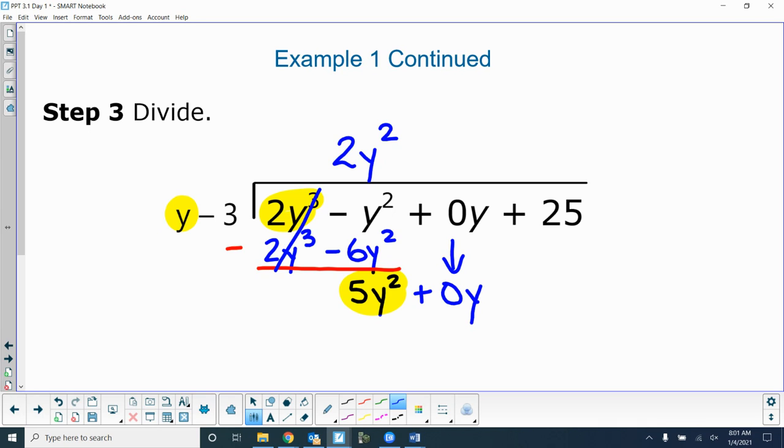Five y squared divided by y is 5y. And it's positive 5y, so I put plus 5y here. And then I distribute it. 5y times y, this is the multiplication part, and 5y times negative 3. And then I subtract again.